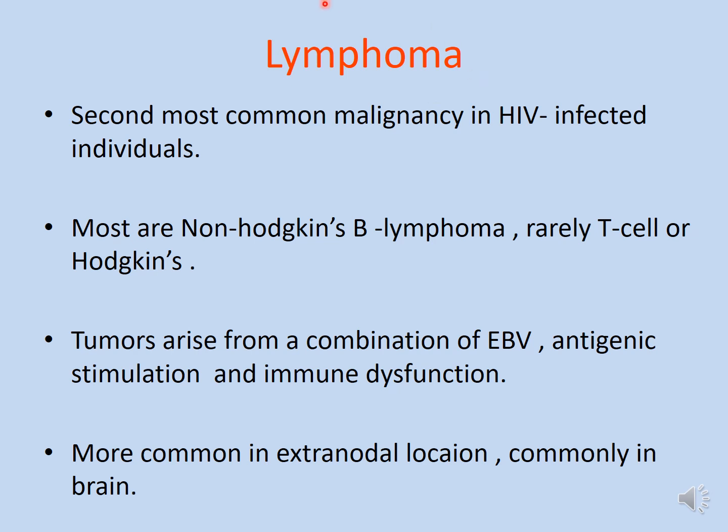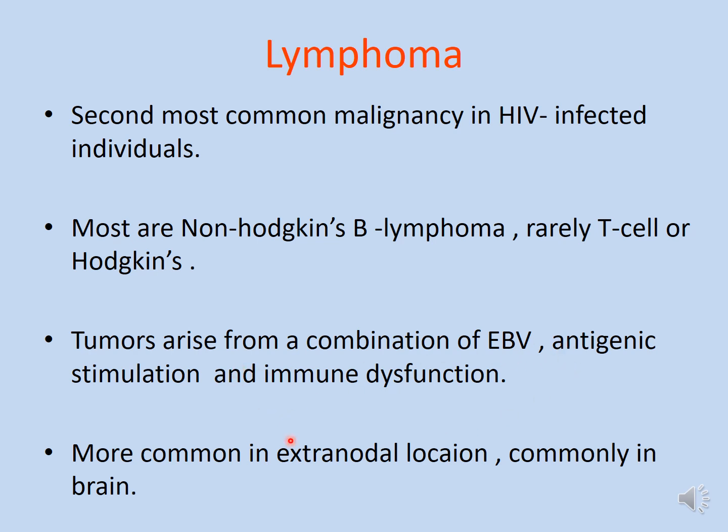Moving on, non-Hodgkin's lymphoma, which is also a group 1 lesion, is the second most common malignancy in HIV infected individuals. Most common are non-Hodgkin's lymphomas; rarely T cell or Hodgkin's type are seen. Tumors arise from a combination of Epstein-Barr virus, antigenic stimulation, and immune dysfunction.